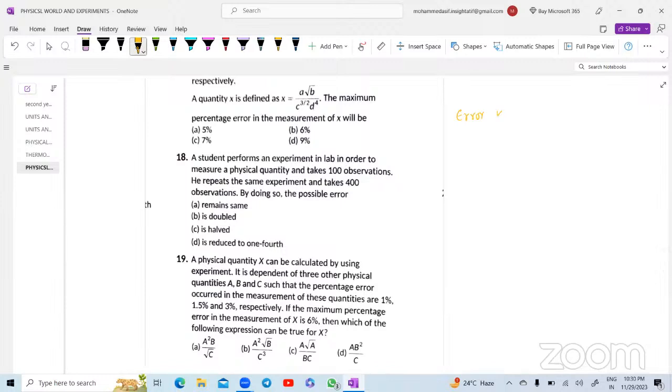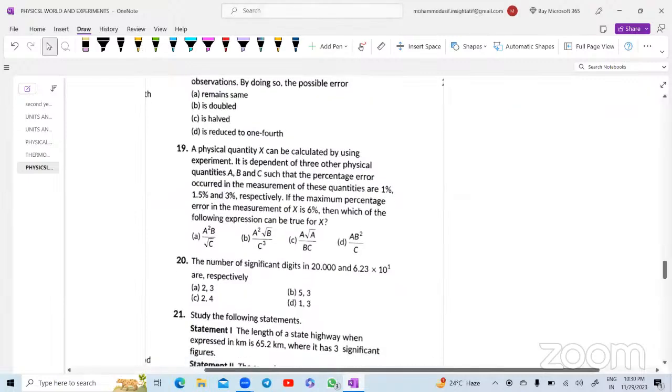Error is inversely proportional to your number of observations. The number of observations is made how many times? Four times. And the possible error is reduced to how much? I can write 1/4 times, because 100 increased 4 times, so it should be reduced by 1/4. Very good question. D. Very good. And question number 19, I hope you can do.